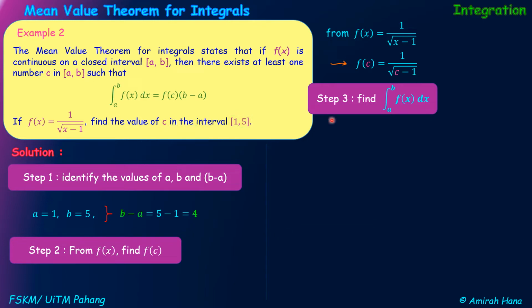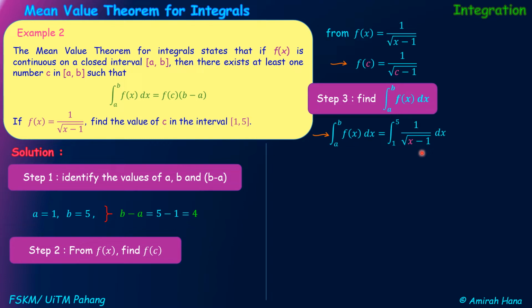Now we continue with step 3. Find the integral from a to b of f(x) dx. So from here, the integral from a to b of f(x) dx equals, we replace a equals 1, and then we replace b equals 5. We replace f(x) equals 1 over the square root of x minus 1, and then dx here. So now we have the integral from 1 to 5 of 1 over the square root of x minus 1 dx. This is a definite integral.